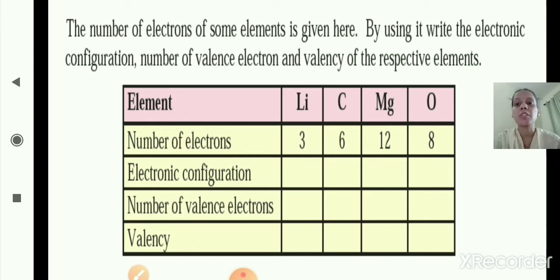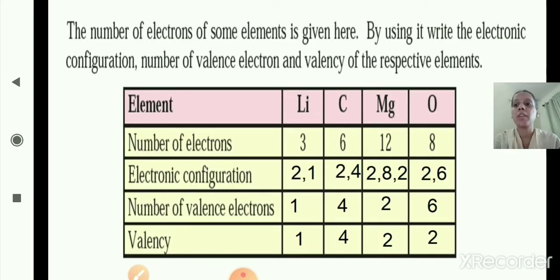Okay, so the first element is given Li, lithium. Second is carbon, C. Mg means magnesium and O means oxygen. Okay, the total number of electrons are given: lithium 3, carbon 6, magnesium 12 and oxygen 8. Okay, so let's start now.